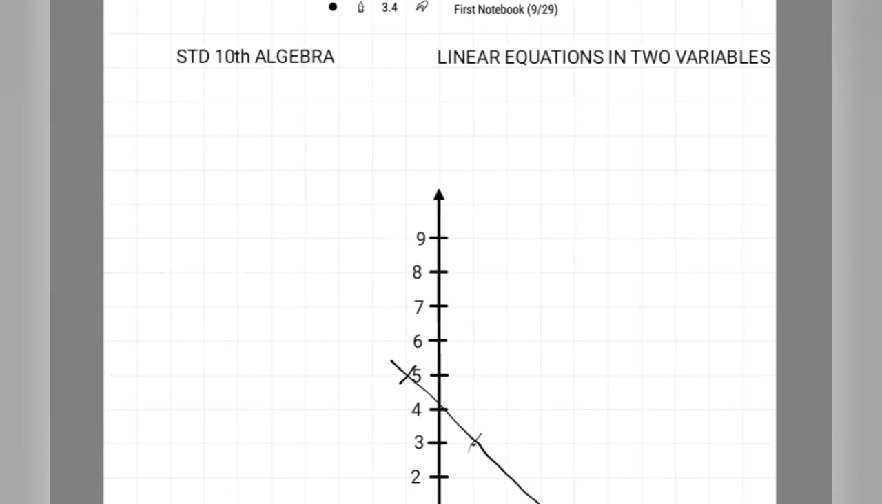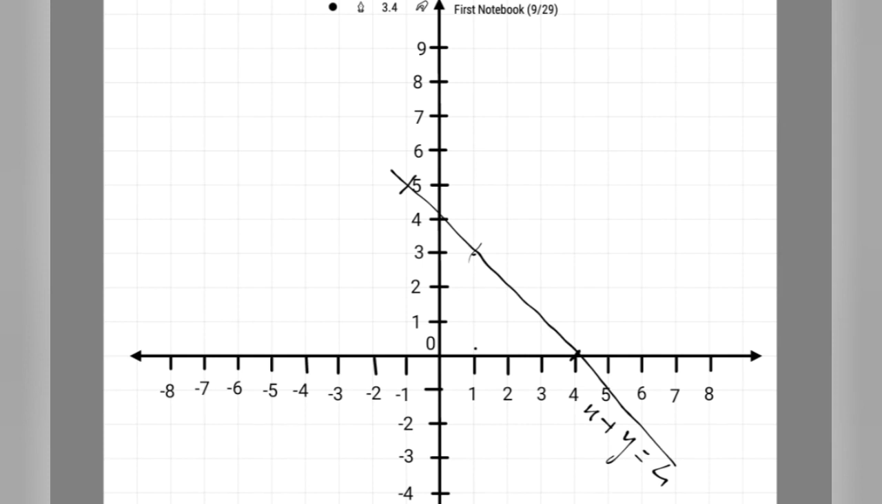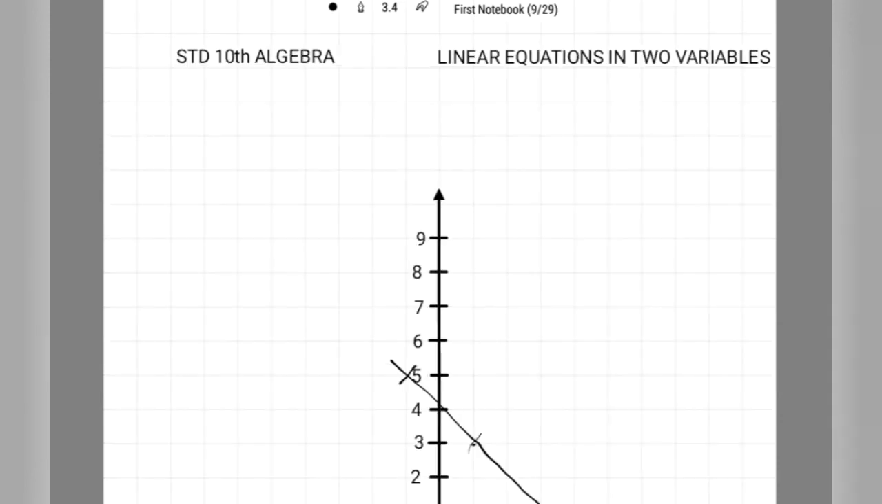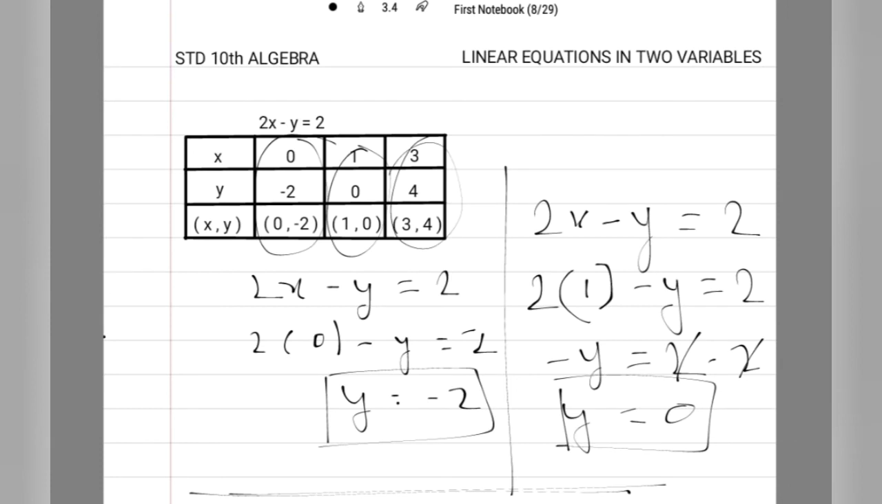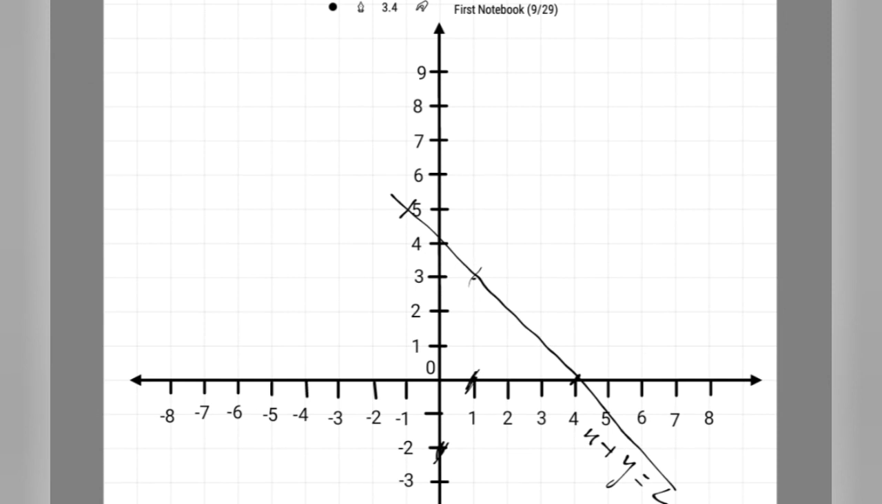So first coordinate is 0 comma minus 2. That is this one here on the y-axis. Here we get that point. Okay. Now the second point is 1 comma 0 on the x-axis. Here. And the third point is 3 comma 4. So we get that point somewhere here.